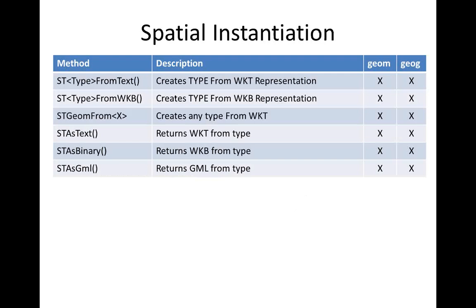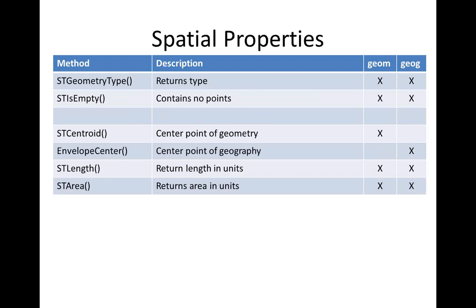And we'll go into some demos of this, but this just shows you the different methods on the different geometry and geography objects. You can take it from text, which is well-known text, well-known binary, and then you can put those back out. And we'll actually talk about what those well-known text and well-known binary and other formats like GML are when we go into the demos.